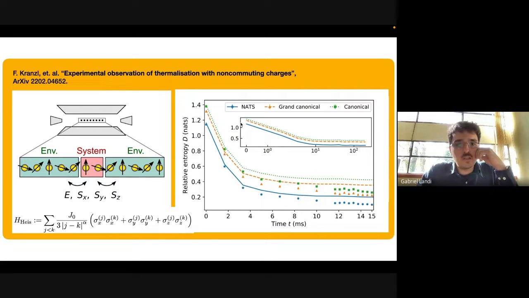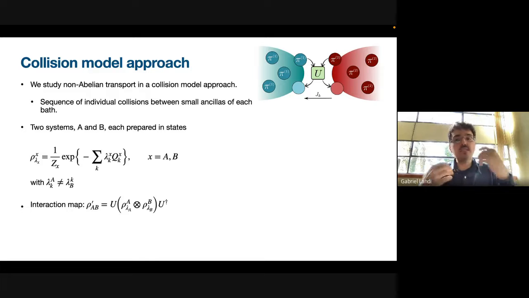And this is also another plot from the same paper. I'm not going to go into the details of the plot, but it shows that the NATs that I was describing before are superior in describing this thermalization process than a canonical or grand canonical ensemble would be. Okay, so I think it's a good motivation. Non-abelian transport is something that is within reach of modern quantum technologies, and there's loads of unexplored things to do and to try to understand.